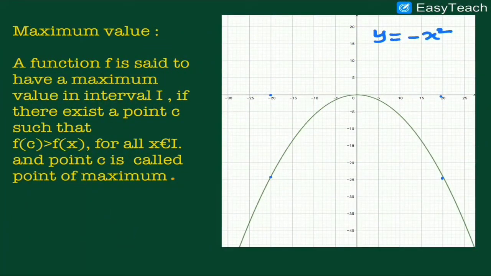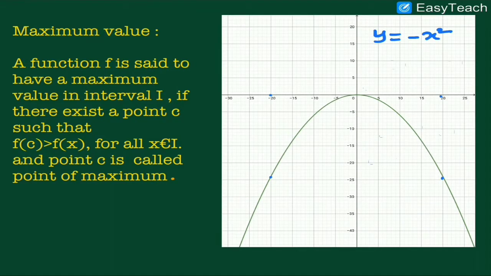Let's see the definition of the maximum value. A function f is said to have a maximum value in interval I if there exists a point c such that f(c) is greater than f(x) for all x belonging to I, and the point c is called the point of maximum. Now see the graph of the function y equals minus x square.